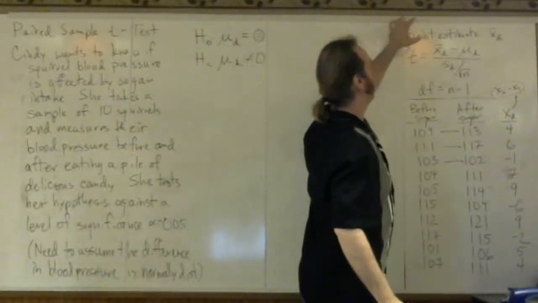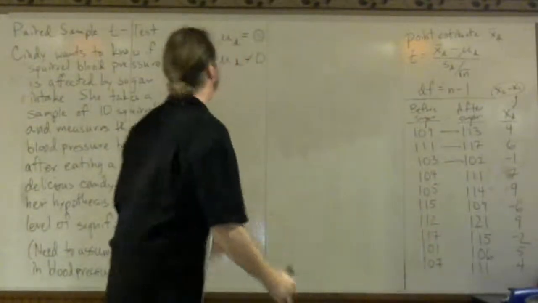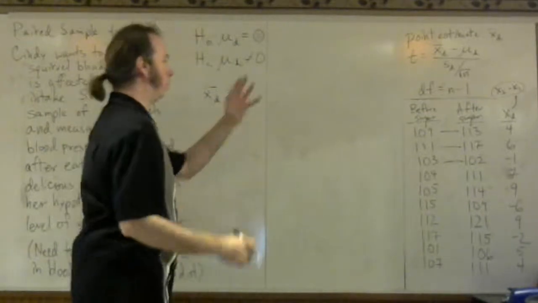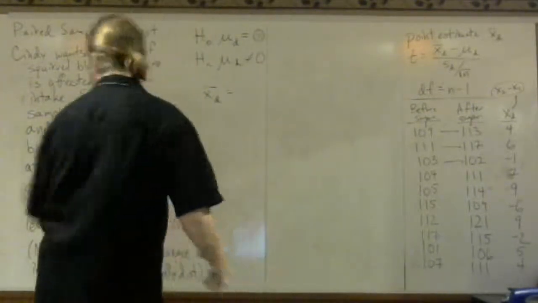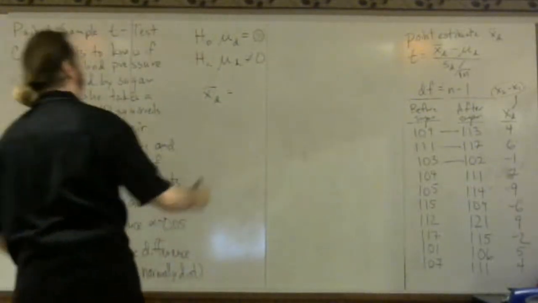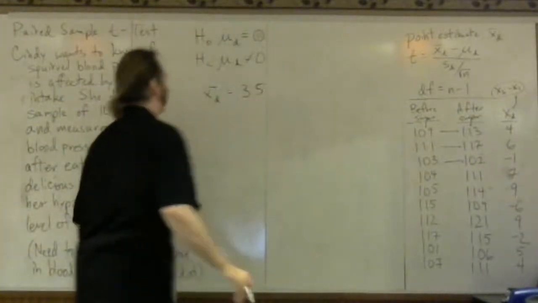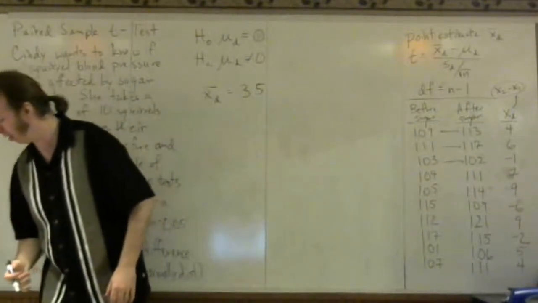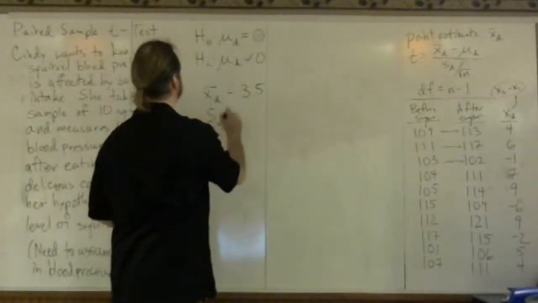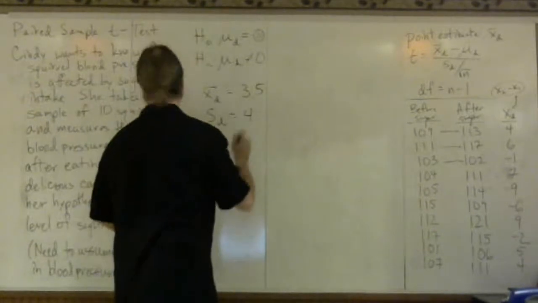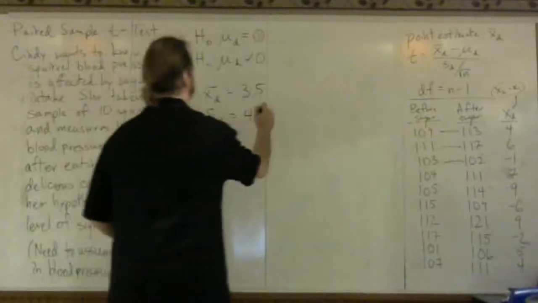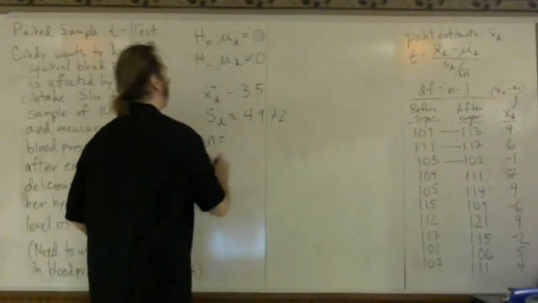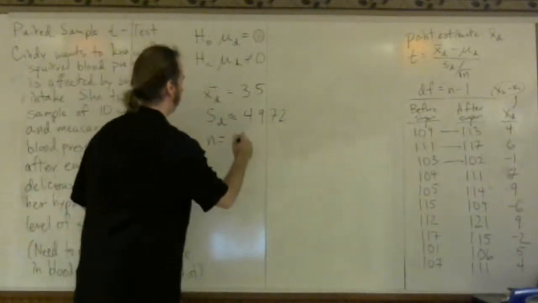Our point estimate is the average of our data, so the mean of that data. I'm just adding them all, dividing by 10. For this it comes out to be 3.5. I take the standard deviation of that. That's about 4.972. And my sample size is just 10.